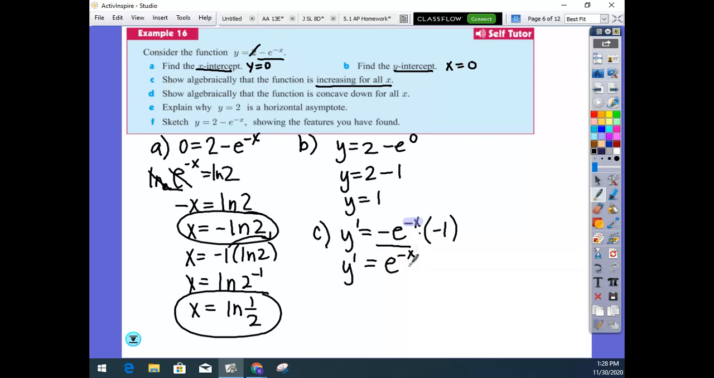Now, e to any power is always going to be a positive value. Anytime you raise something to a power, it's always going to be positive. Y prime is always positive. Therefore, y is always increasing.